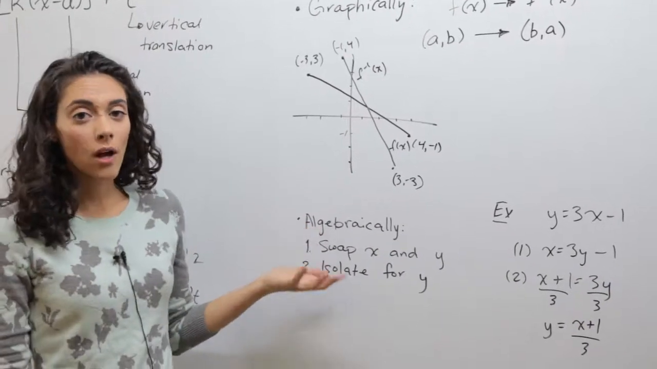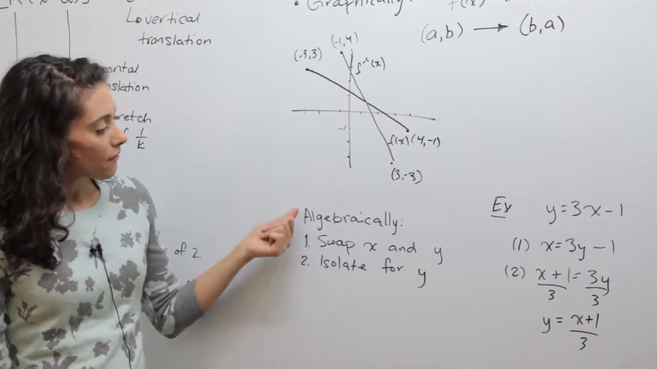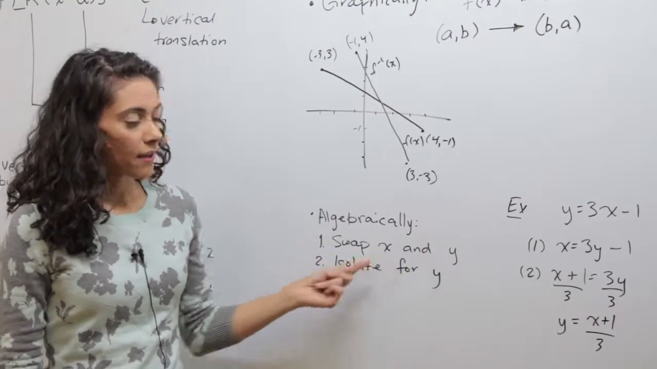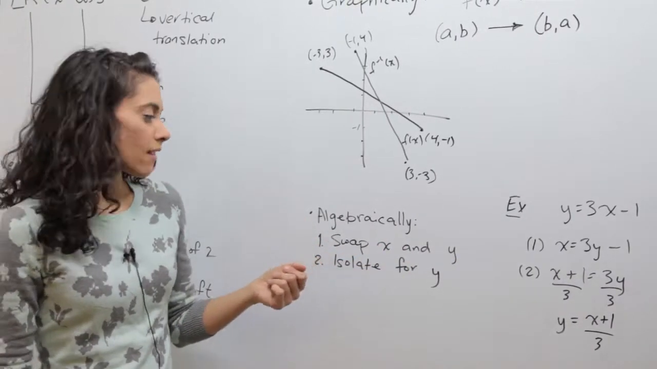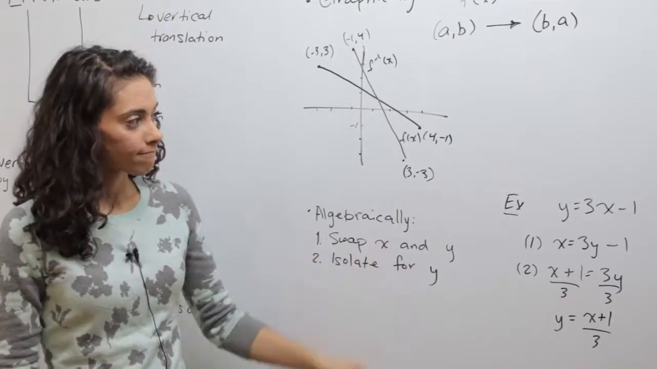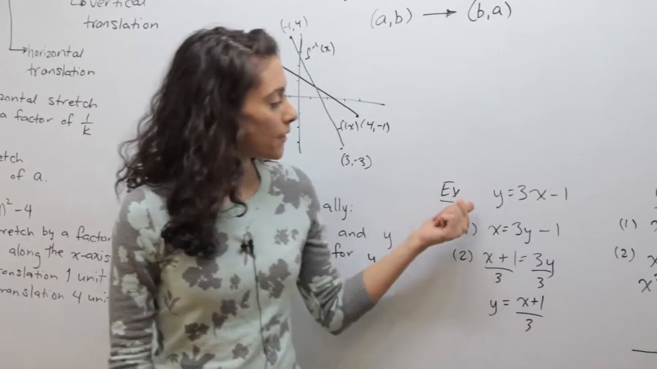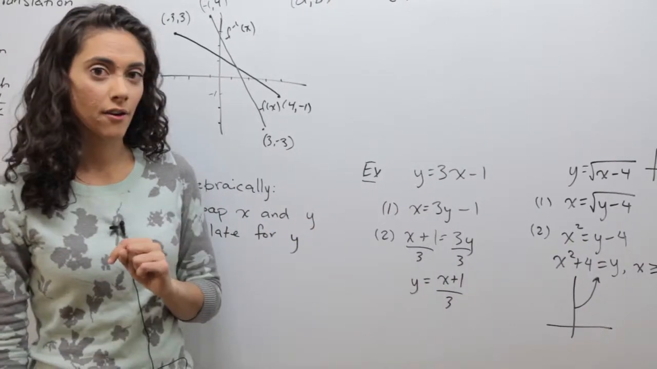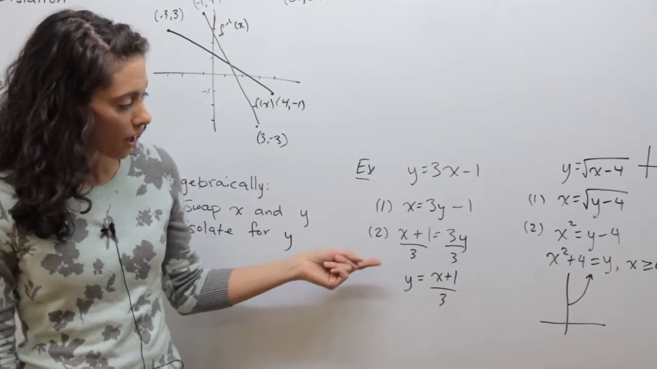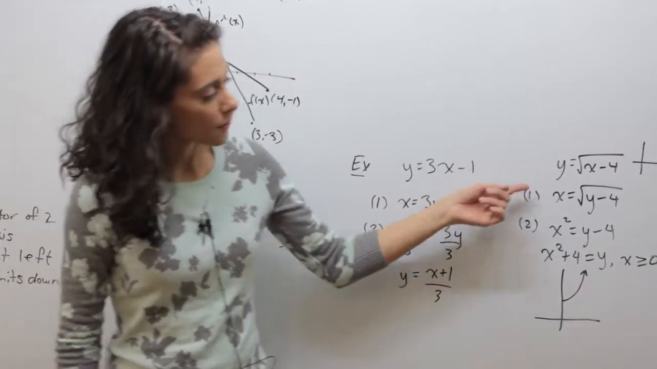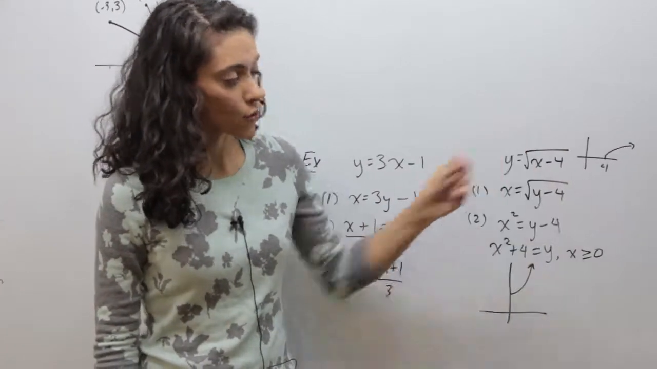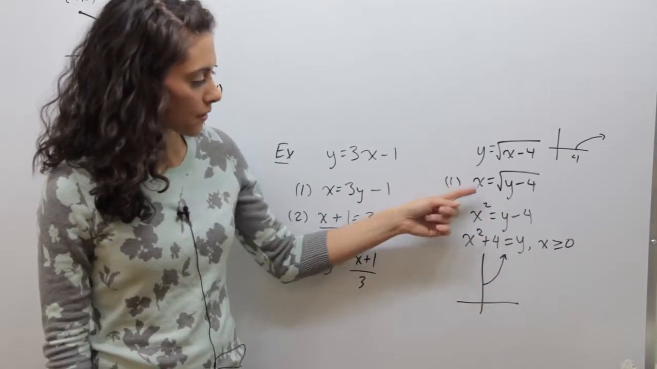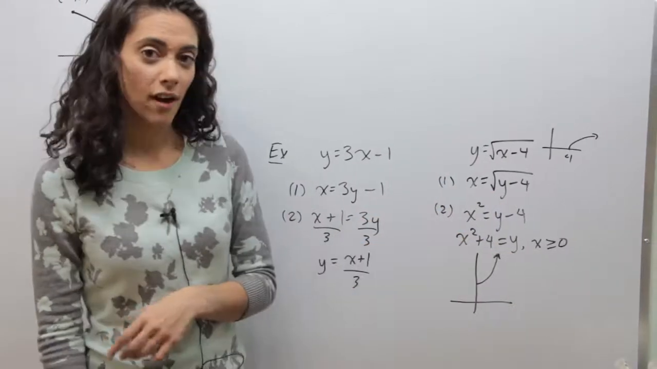Algebraically, what happens, we also swap x and y. To find the equation of an inverse function, take your function, swap the x and y variables, and simply isolate for y again. 2 examples, beginning with this linear equation. Step 1, swap your x and y variables, and then I isolated for y. Another example, I began with the square root function, swap my x and y variables, and you can see that I isolated for my y variable.